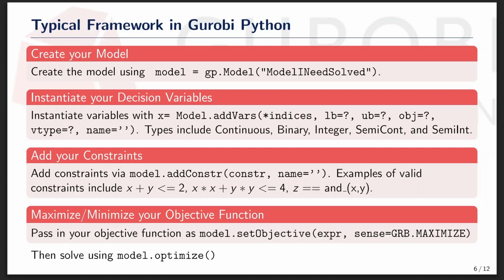And note that semi-continuous and semi-integer are different than continuous and integer, as they can either be 0 or in a specified range. Whereas if we just slap a lower and upper bound on an integer type, that doesn't include 0, and it can never be 0 if it's outside of the range.